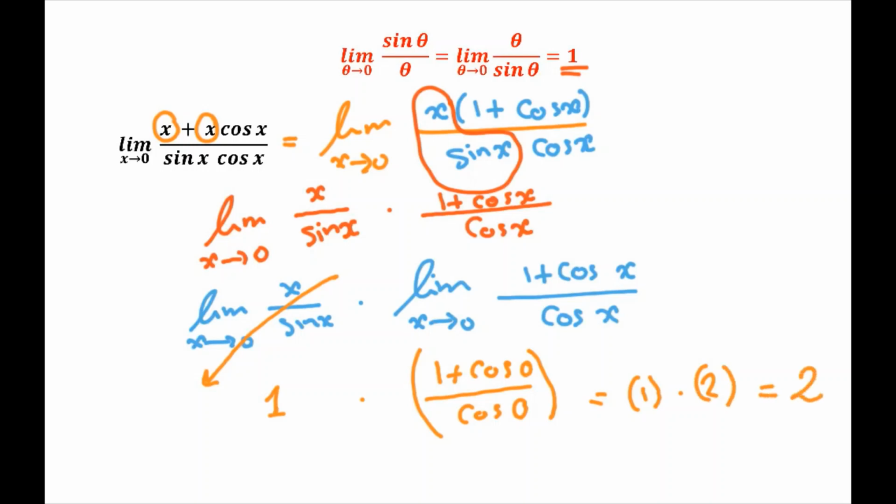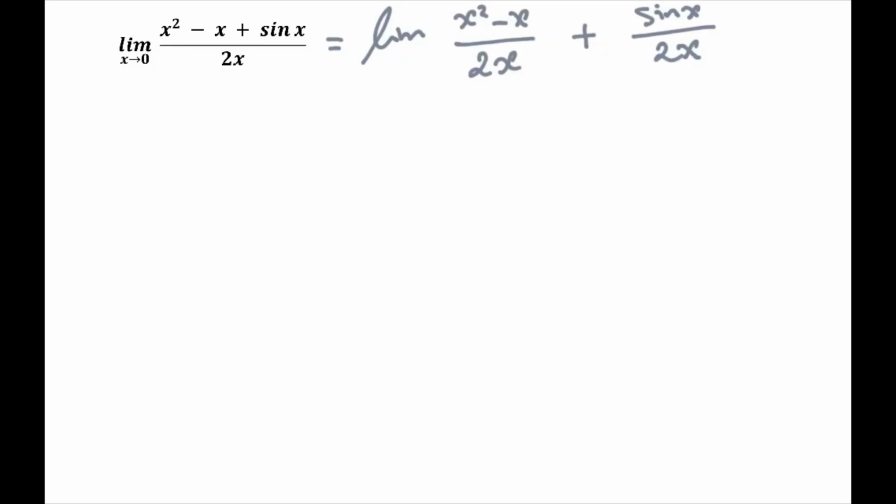Okay, so the main idea is to try to play around with the function you have, just to try to find the ratio sine theta over theta or theta over sine theta. So the limit as theta approaches 0 should be equal to 1. Let's try the next question here. Okay, so in this question, we will also try to split. So I need these together. Okay, so it's going to be equal to the limit of x squared minus x over 2x plus sine x over 2x. And now you can, as x approaches 0, of course.